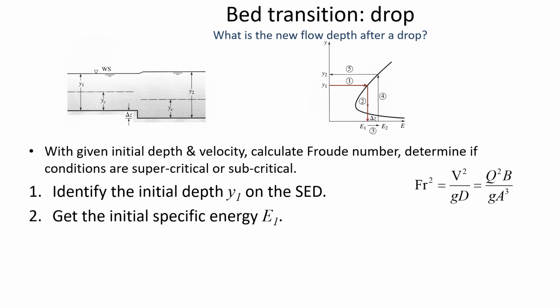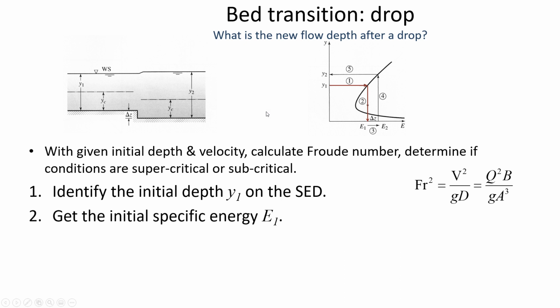I mean, you could just use this definition: energy at 1 is the flow depth at 1 plus the velocity at 1 squared divided by 2g. Or sometimes it's more convenient if we express the velocity head in terms of the flow rate Q. So Y1 plus Q squared divided by 2g A1 squared. So you find out how much specific energy you have before the step.